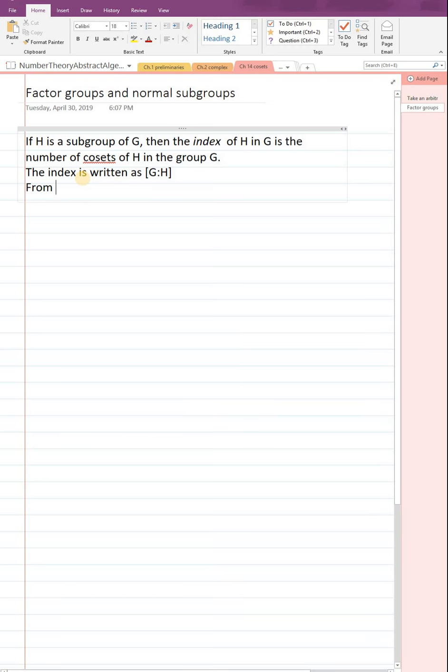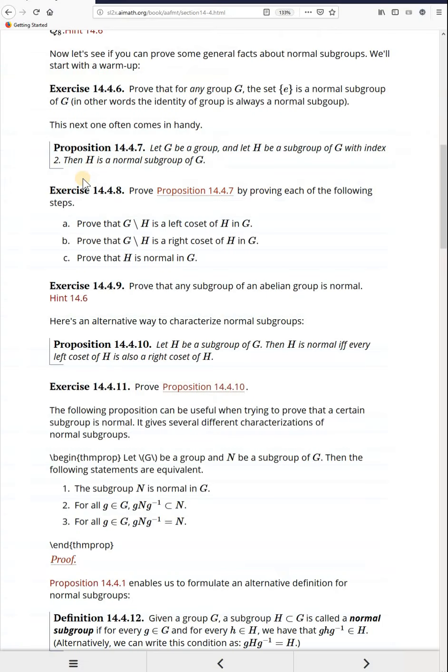So from Lagrange's theorem, we have a formula for this. You can get the number of cosets from the order of G and the order of H. Do you remember what that is? You would take the order of G and divide by the order of H. So that follows from Lagrange's theorem. Okay, so let's continue.